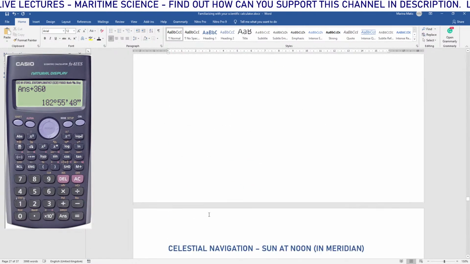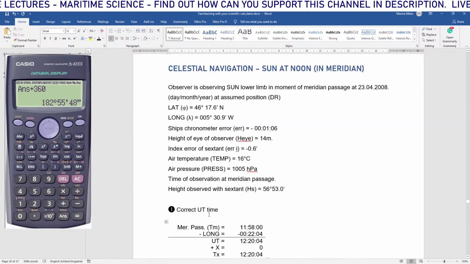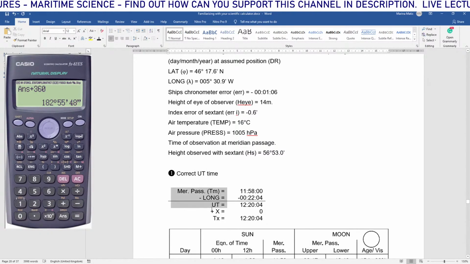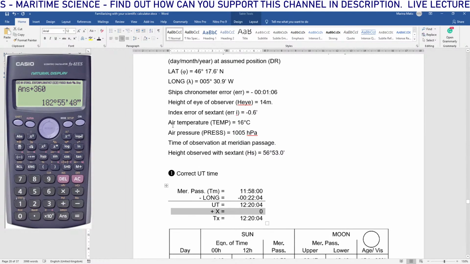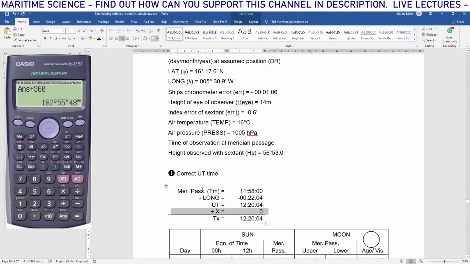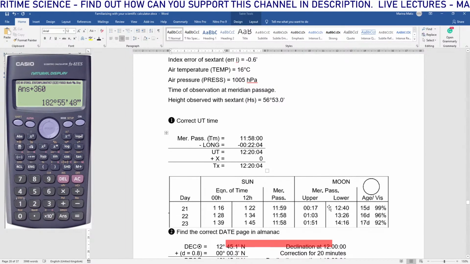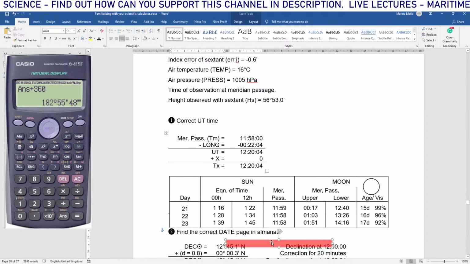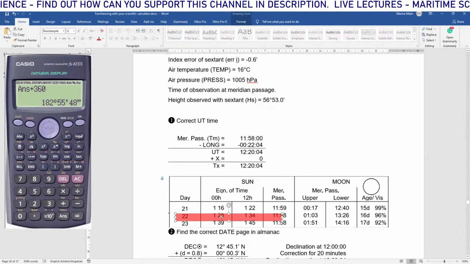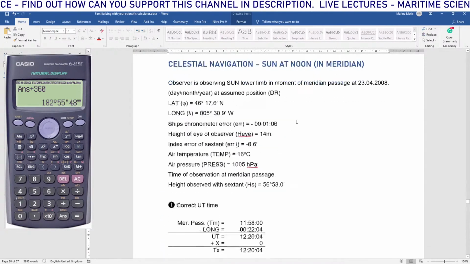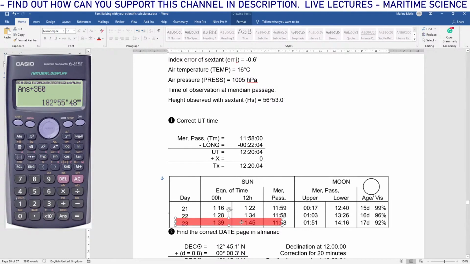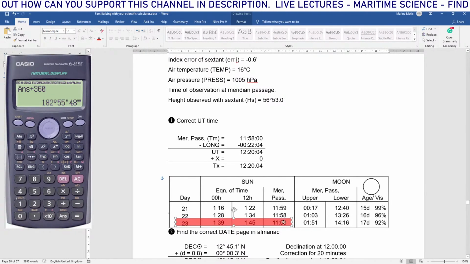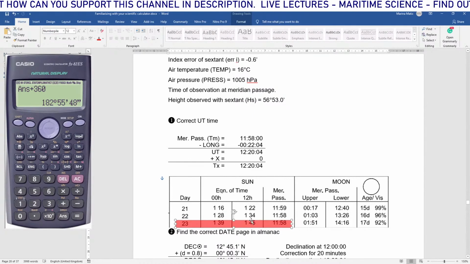Okay. Sun at noon is a special procedure, so it's different from any other procedure. It has its own unique pattern of calculation, and it starts with you reading the value of meridian passage in the lower right corner of the almanac. And once you do that, so what was the date here? The date was 23 of July. So for 23 of July, meridian passage is at 11:58.